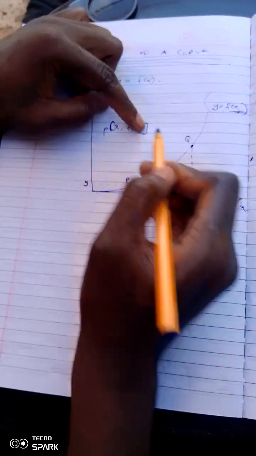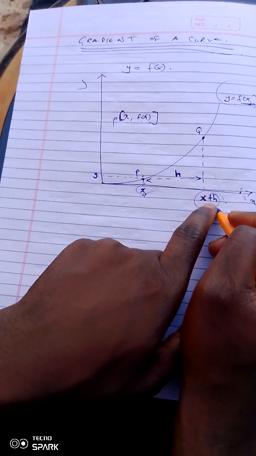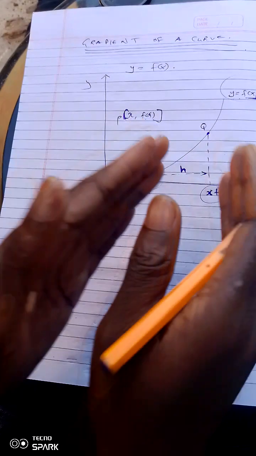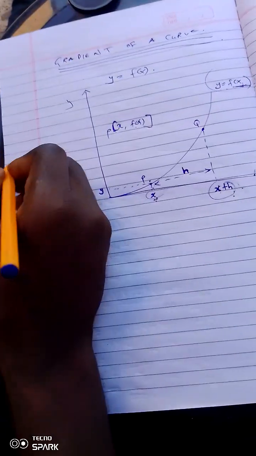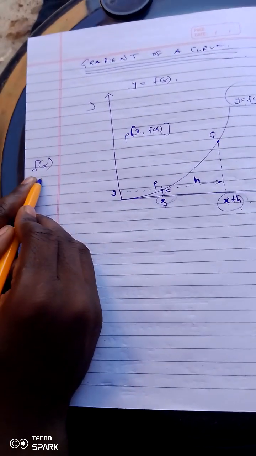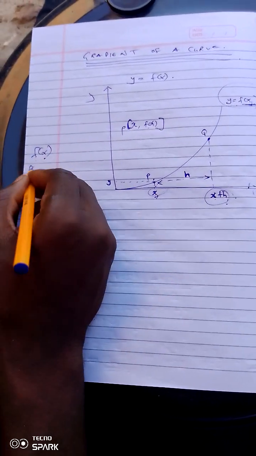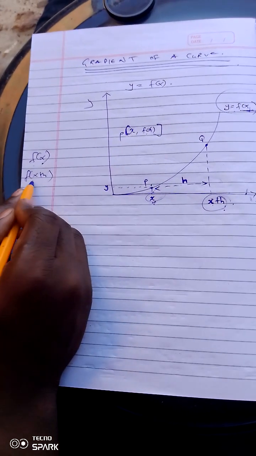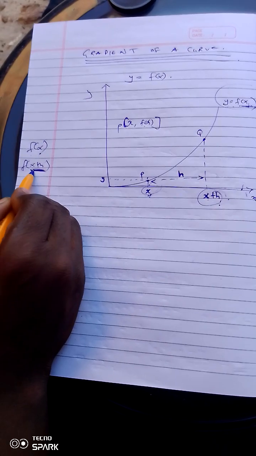F of x, okay? Now, what if my input is x plus h here? It means that my output will be what? F of x plus h, because my input is x plus h. Okay, remember the notation when I say f of x, this simply means what is the output when the input is x? Okay? So if I write f of x plus h, it means what is the output when the input is x plus h?